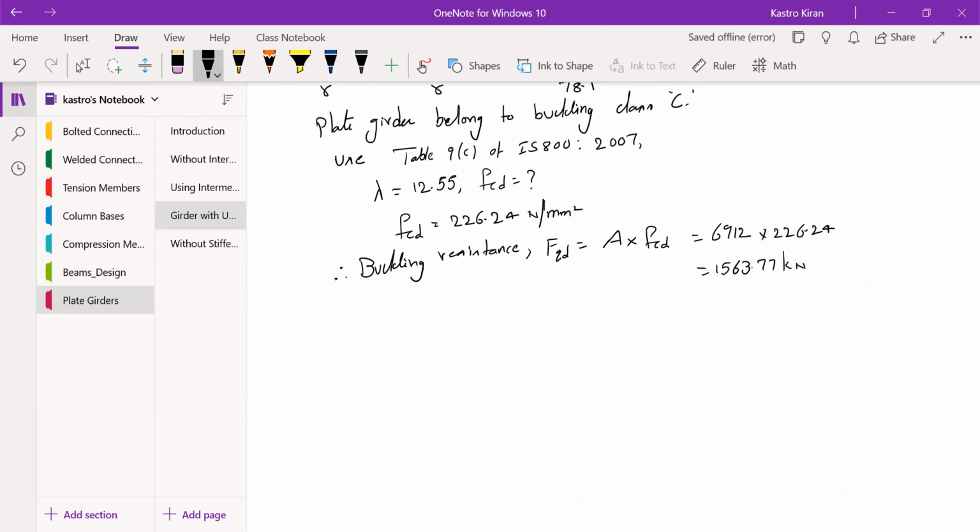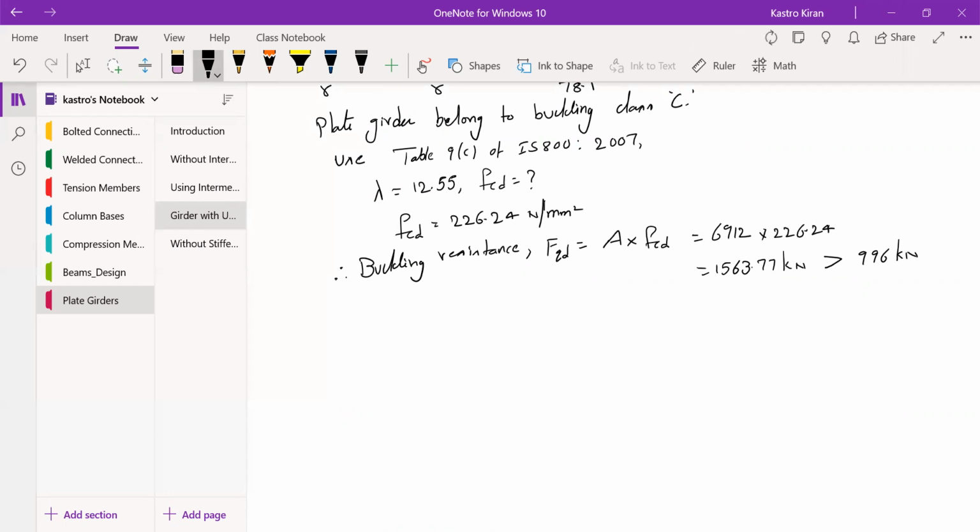1563.77 kilonewton. And remember, whatever buckling resistance you are getting, this must be greater than the reaction force. So the reaction force which we have calculated is 996 kilonewtons. So that must be greater than the reaction force, or you can also take it as the maximum shear force. Anything is the same.